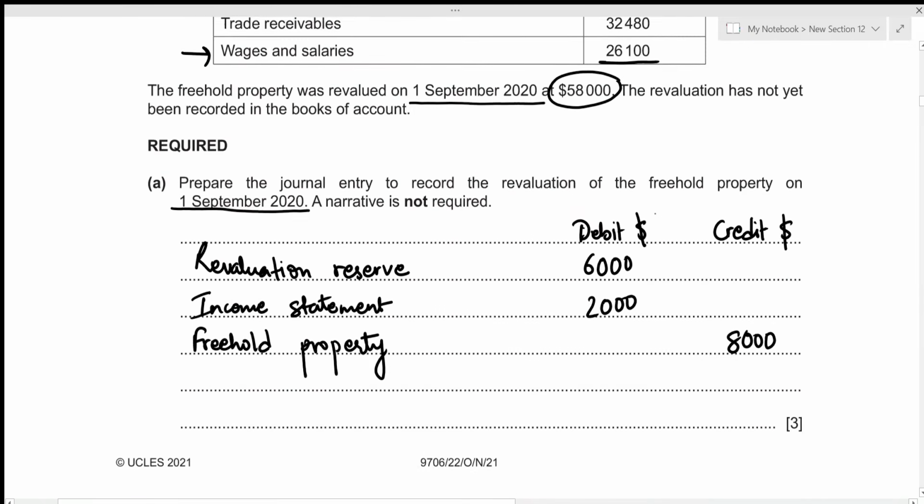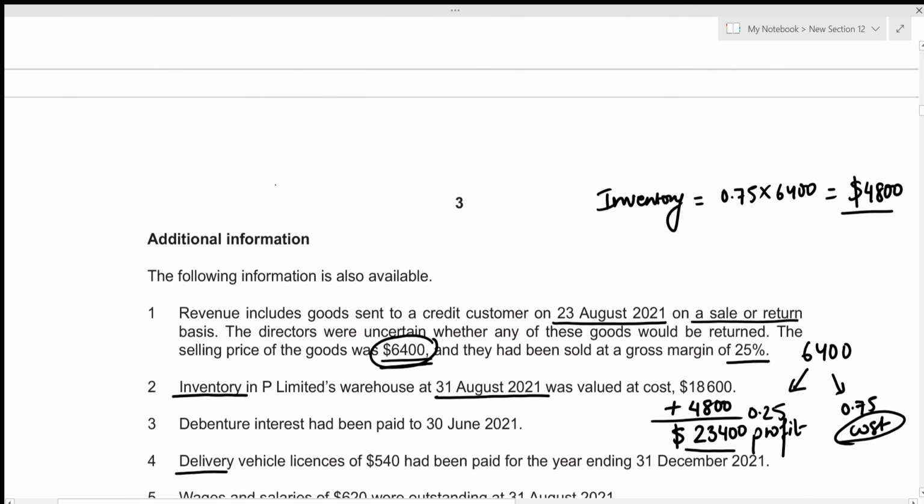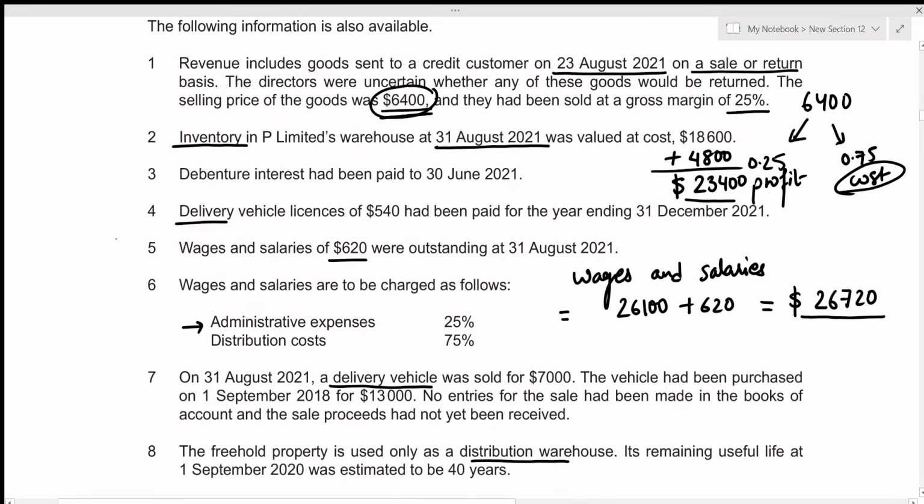Now let's have a look at the additional information. Okay, firstly, we also need to record this value of 2,000 in our distribution costs because we are talking about a freehold property, right, which was only used in our distribution warehouse, meaning that the revaluation downwards should also be charged to the distribution cost. And since this is a revaluation downwards, this is a loss, right? So this must be included in our expenses under the heading of distribution costs.